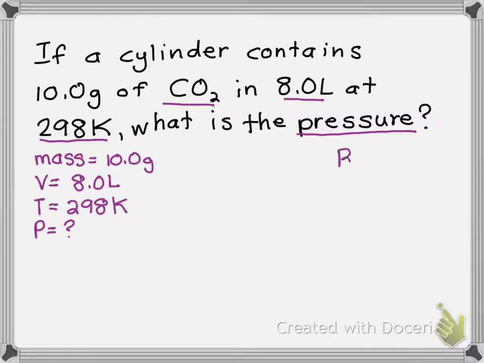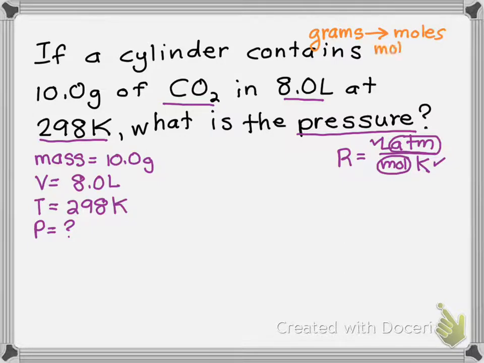But wait, R has units of liters times atmospheres over moles times Kelvin. Well, I have liters in my volume. I'm looking for pressure, so it will be atmospheres. And I have temperature. But look here. In order to solve the problem, I need the amount in moles. So I'm going to have to convert the 10 grams into moles. This requires me to remember that to go from grams to moles, I'm going to need the molar mass of the gas.